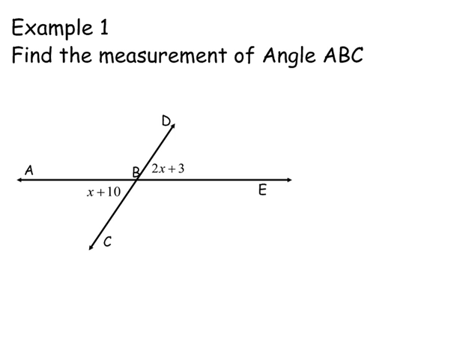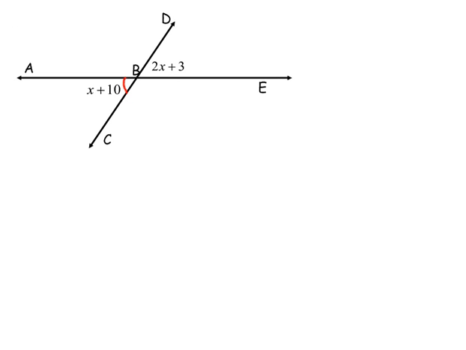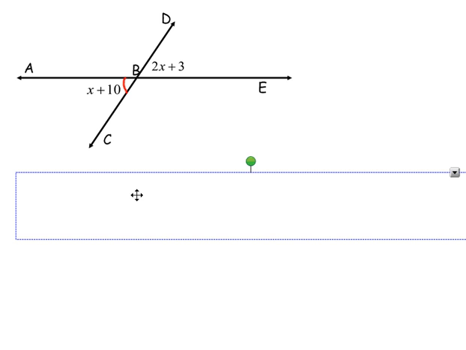Find the measurement of angle ABC. So angle ABC is referring to this opening here, this angle right here that I just labeled. X plus 10 is the expression that represents angle ABC. And we want to find the measurement of angle ABC. So what can we tell from looking at the diagram? What can we know from looking at it?